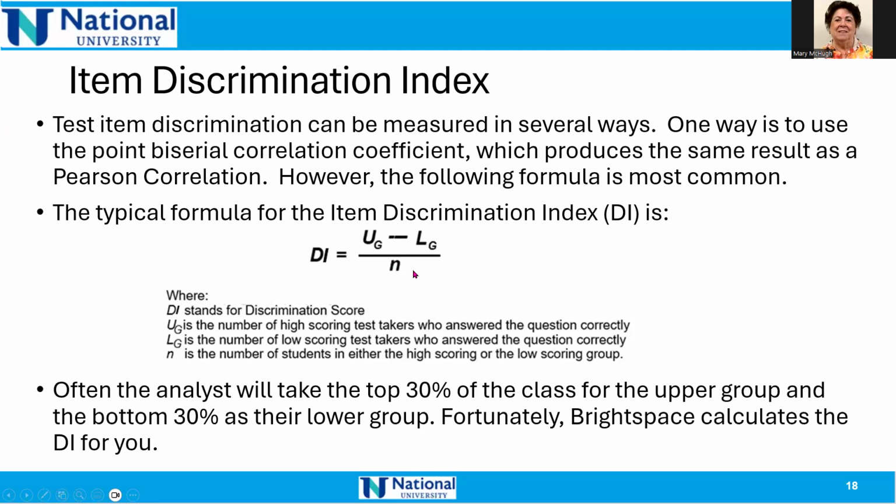And this is a weird n. In this n, it's the number of students in either the upper or the lower group, but not both. So it's not n as you and I usually think of n, but it's the number of students in one or the other of these groups. Now, generally, what I do if I have to hand calculate this, I will take the top 30 or 40% of the students and the bottom 30 or 40% of the students. And if the number of students in the two groups is the same, say I had 30 students in the upper and 30 students in the lower, then I would be dividing by 30, okay? And analysts often take the top 30% for the upper group and the bottom 30% as their lower group. But you don't have to worry about that because Brightspace calculates the discrimination index for you.